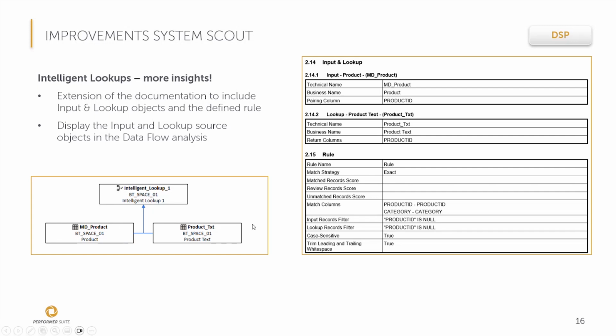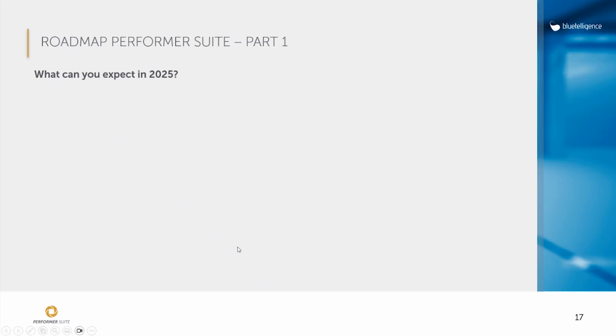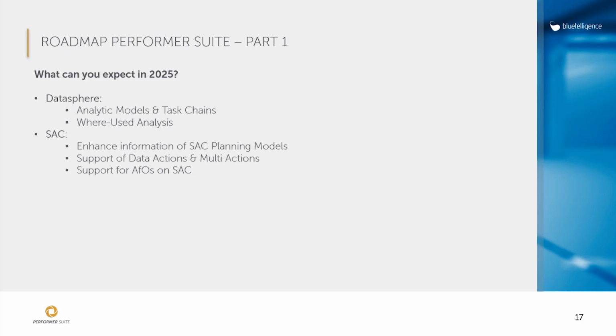Okay, speaking of Datasphere, if we look at the roadmap, we can see that the Datasphere connector will continue to be enhanced. So we will support analytic models and task chains, and we will also support the where used analysis. So if you want to know where an ADSO is used in which remote table in Datasphere, you will be able to do this in the next versions. We will also work on SAC features, so we will enhance information of planning models. So there we will also be able to display the build-up, the dimensions and measures. We will support data actions, multi-actions, and also analysis for office reports on SAC.